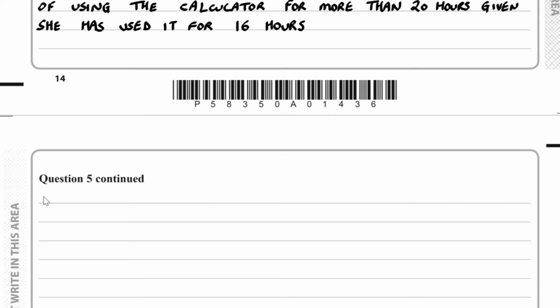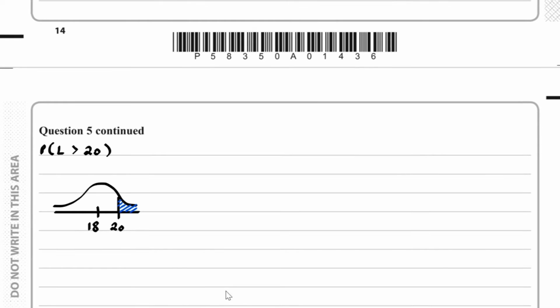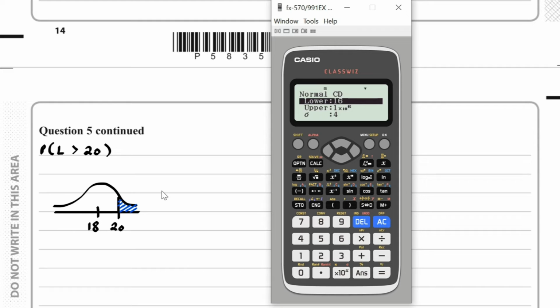So what we'll do to begin with is find out the probability that L is more than 20. And again, let's draw a diagram like so. We've got 18 over here, 20 over here. We're calculating the probability that she's used it for more than 20 hours. So our lower limit this time is 20, and so the required probability is 0.308, etc. Let's store this into A just in case we need it later on.